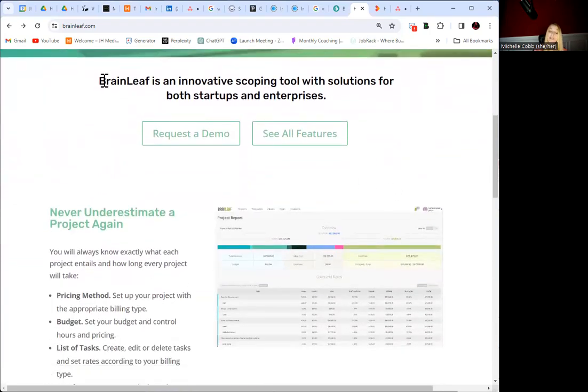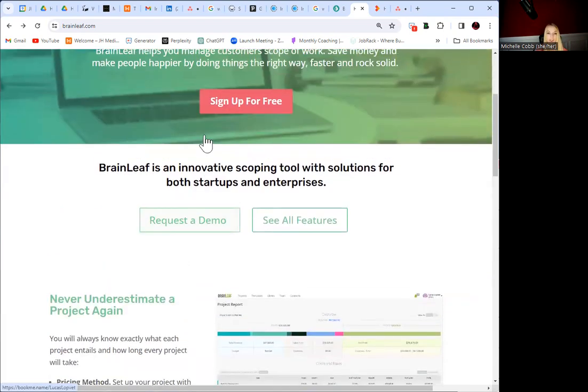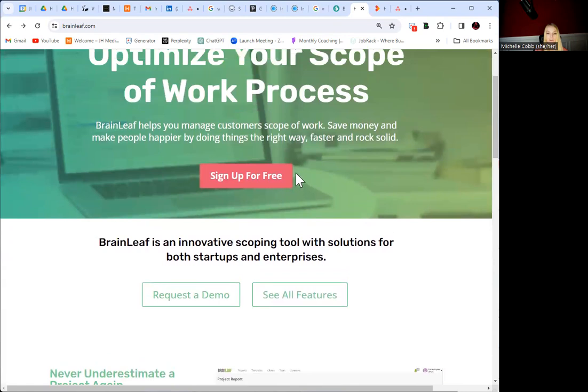So here it says Brainleaf is an innovative scoping tool with solutions for both startups and enterprises. I like the way it's saying that, this system can work for you regardless of your business size. However, I know that the target audiences here are going to be freelancers and agencies. So let's just be specific and say that so that those audiences feel right at home when they come to this page.